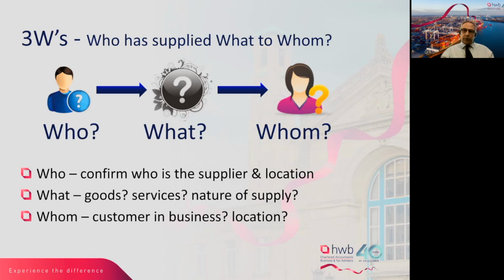The next step is to be clear on what is being supplied. Is this goods or services? Are they digital? And what's the precise nature of the supply? And finally, the whom. Where is the customer located? Are they VAT registered? Are they in business? So different combinations of these factors can trigger very different VAT results. So this is the key to understanding all the VAT transactions in the UK and abroad.